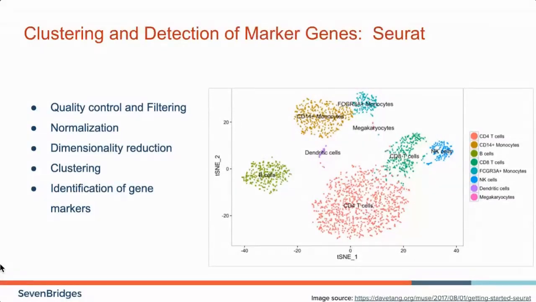So the image to the right is a t-SNE plot showing the results of clustering in 2 dimensions, and we observe 8 clusters representing distinctive cell types. And here cell types were detected and annotated by analyzing marker genes that are expressed in each of these clusters.